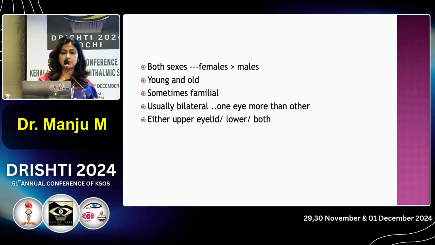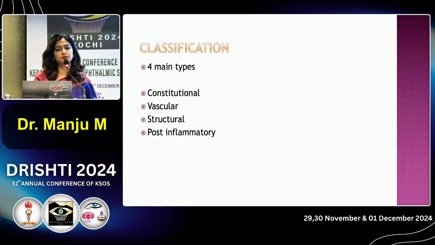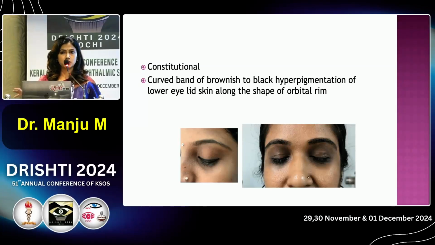Sometimes it can be familial, usually bilateral with one eye involved more than the other. It can affect the upper eyelid, lower eyelid, or both. Classification: mainly 4 major types, but there are other types also. The main types are constitutional, vascular, structural, and post-inflammatory. This is the constitutional type.